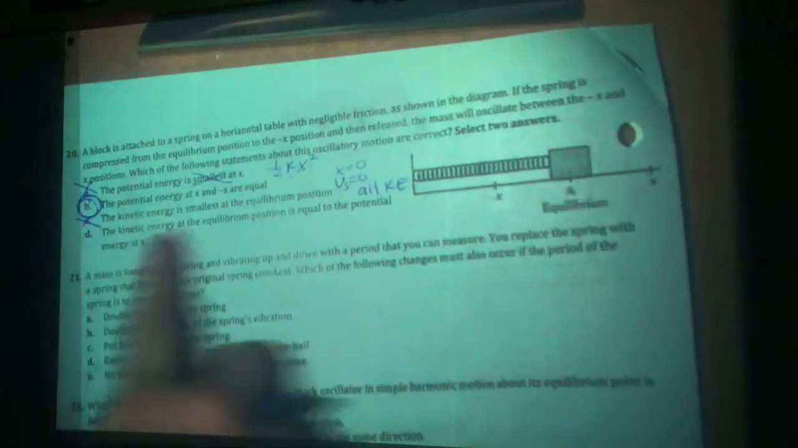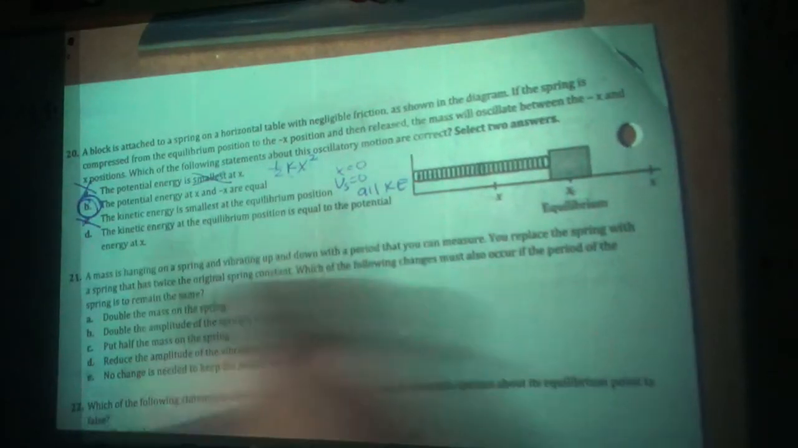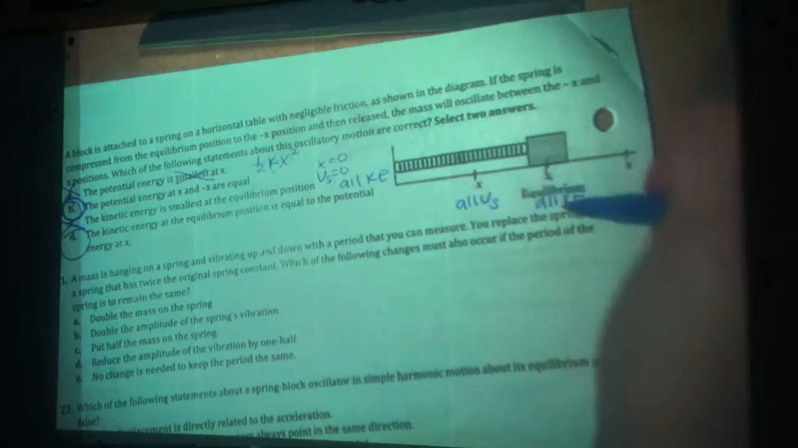The kinetic energy at equilibrium is equal to the potential energy at x. That is true because at x, this is where you have all potential energy. At equilibrium, that's where you have all kinetic energy. So your total energy is potential here, whereas kinetic is your total energy here, and you know total energy is conserved, so this all potential has to be equal to the all kinetic here.